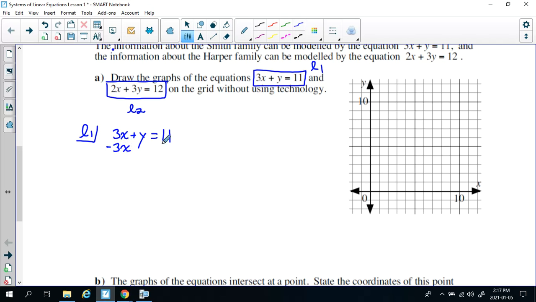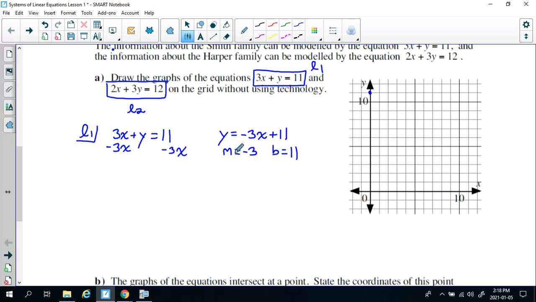So I'd subtract 3x, and then my equation would be y equals negative 3x plus 11. Now, from this equation, my slope, m, is equal to negative 3, and my y-intercept, b, is equal to 11. So on the graph, I'm going to draw my y-intercept at positive 11, which is at the very top here.